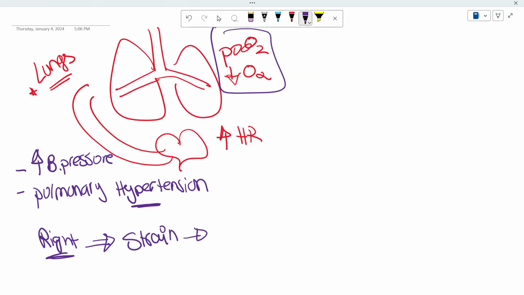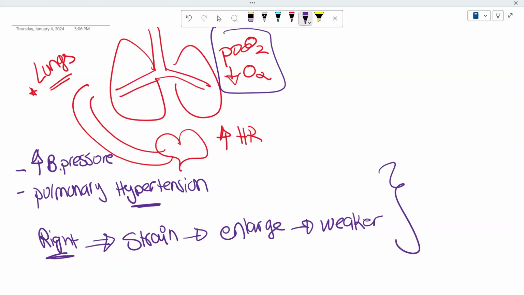With time, the right side of the heart will enlarge. It will become bigger and it will become weaker. And this is the first sign or the first step. If this is ignored and not treated, it will lead to chronic heart disease or a stroke, a heart attack.